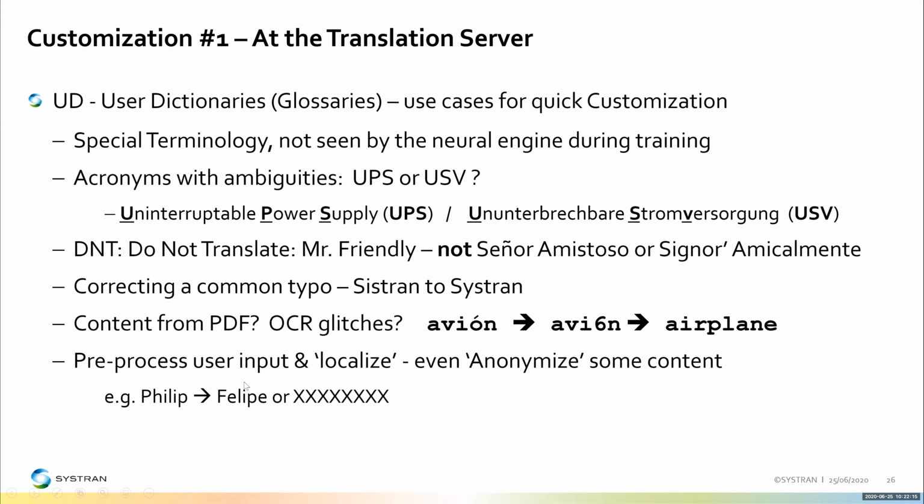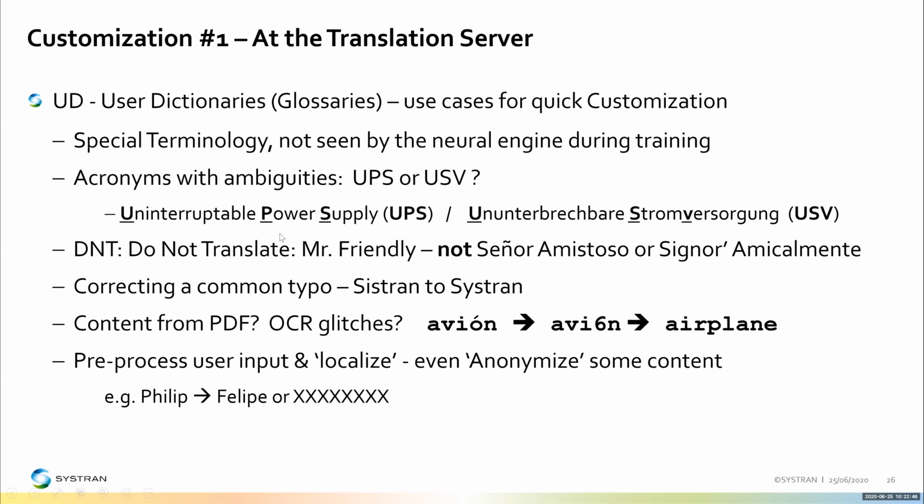So first example, at the translation server, we have user dictionaries, right? So the default system doesn't come with dictionaries. You are, however, able to add them to it, right? So you can create a list of terminologies that you want translated, but maybe translated differently from what it does. You know, acronyms even, acronyms like UPS, it's not necessarily the parcel system. It could be uninterruptible power supply. And in German, that's not UPS as an acronym, that's USV, ununterbrechbare Stromversorgung.